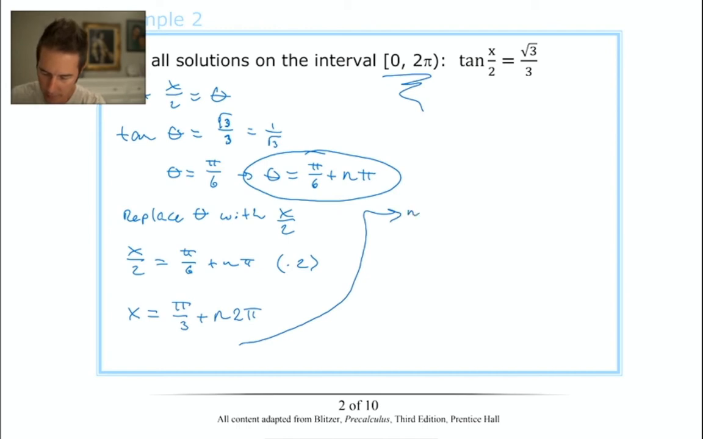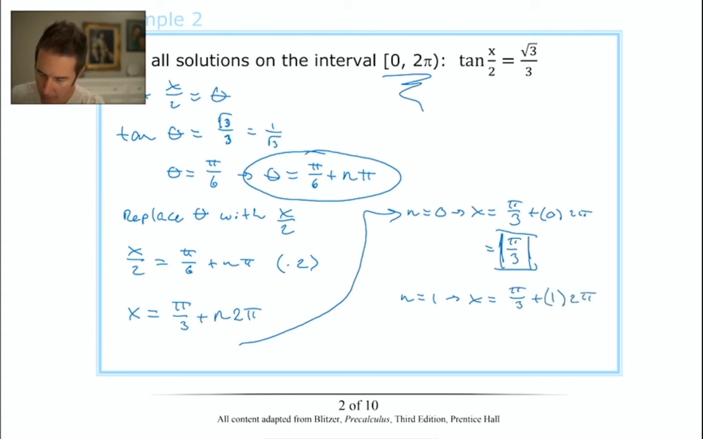So let's try an n value of 0. That gives us x equals pi over 3 plus 0 times 2 pi, and that's equal to pi over 3. I like it. That's in the interval from 0 to 2 pi. I'm putting a box around it right away so it doesn't wander off. Now let's try an n value of 1. N value of 1 gives us x equals pi over 3 plus 1 times 2 pi.